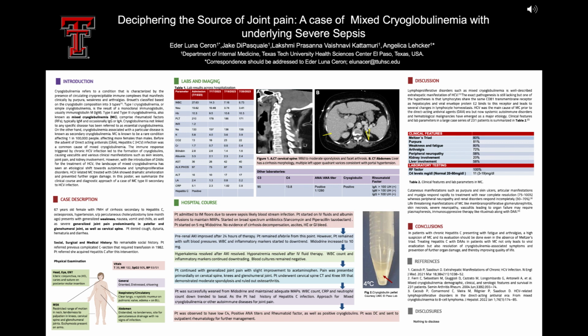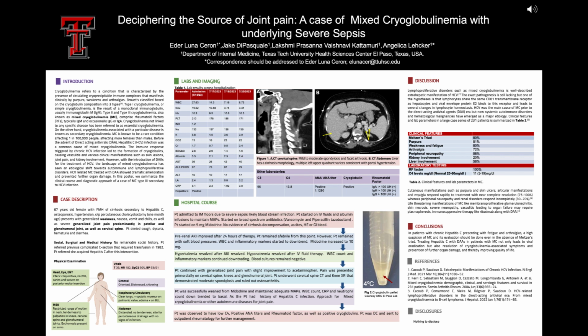The patient presented primarily cervical spine pain as well as knee and glenohumeral joint pain. The patient underwent cervical spine CT and knee X-ray that demonstrated the presence of moderate spondylosis and ruled out the presence of osteoarthritis. As the patient had previous history of hepatitis C infection, we started a workup for mixed cryoglobulinemia and other autoimmune diseases for ruling out the cause of joint pain.